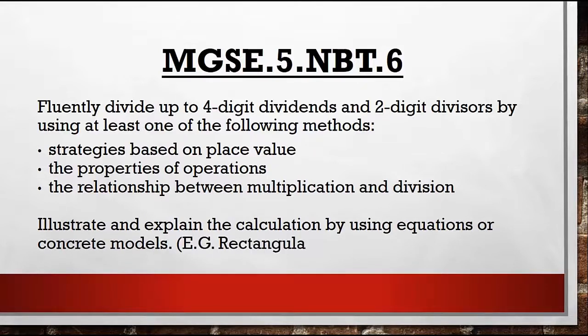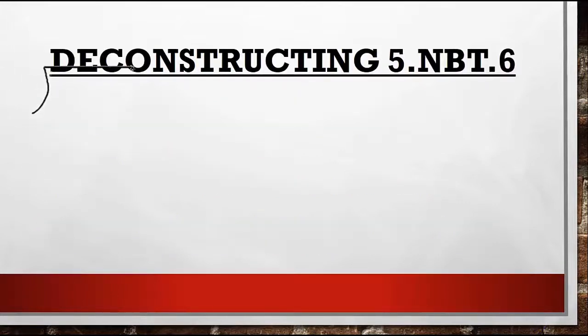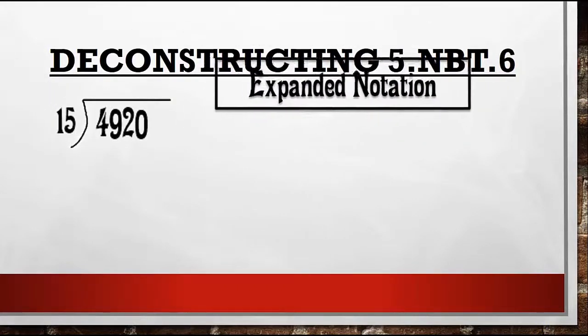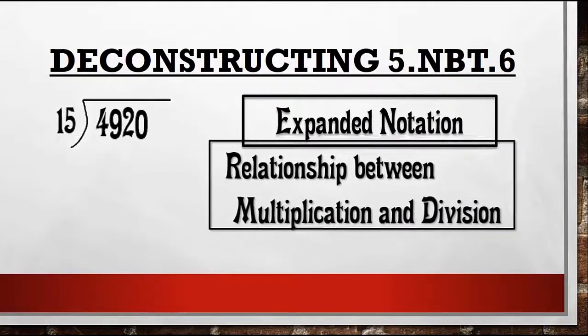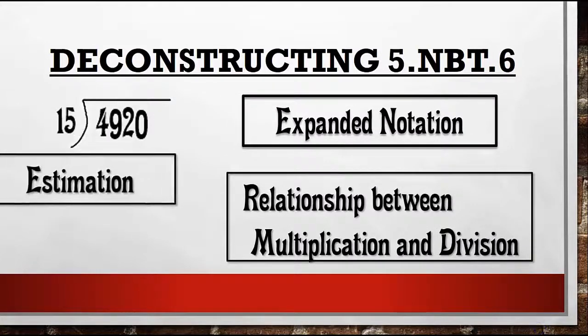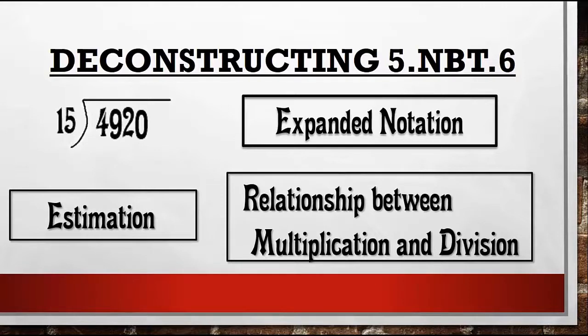For example, rectangular arrays and area models. In this standard, students will be dividing up to 4-digit dividends by 2-digit divisors. They use strategies such as expanded notation, relating division to multiplication, and estimation to find the quotient. Although this standard sounds as though it is all about computation, it's really much more than that. Students not only have to be able to choose a strategy to solve a division problem, they also have to be able to write out their computations and explain why they work.